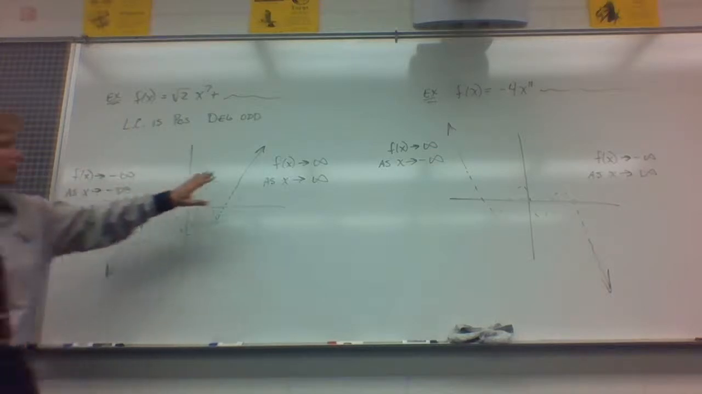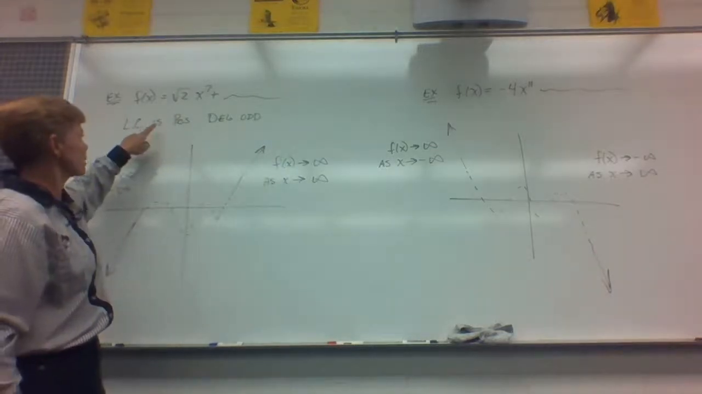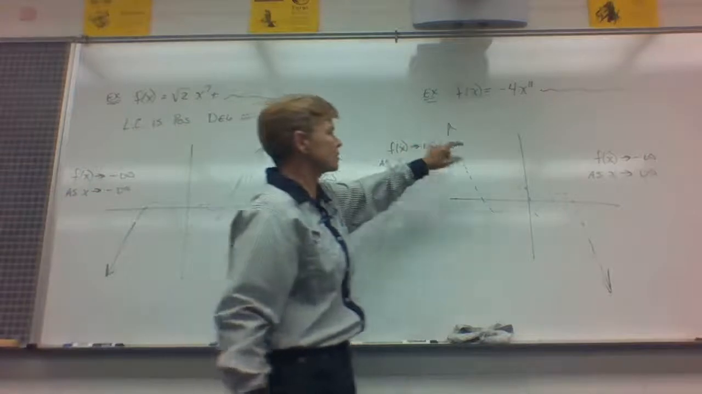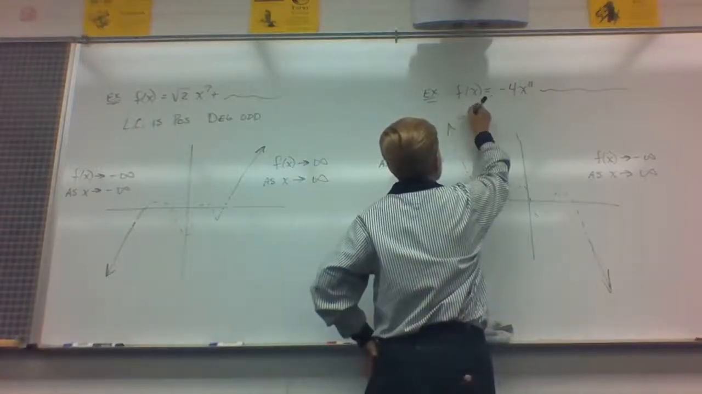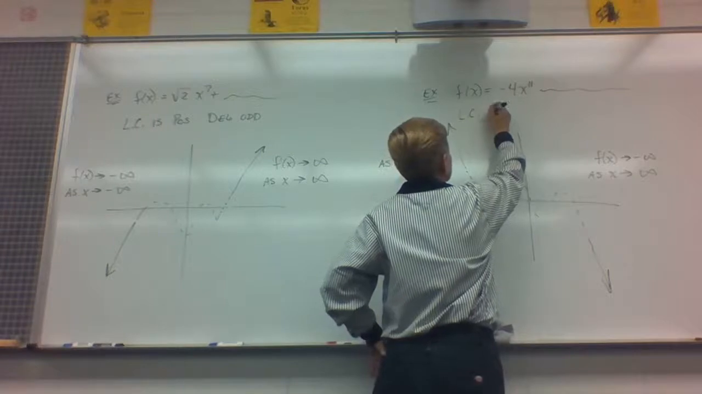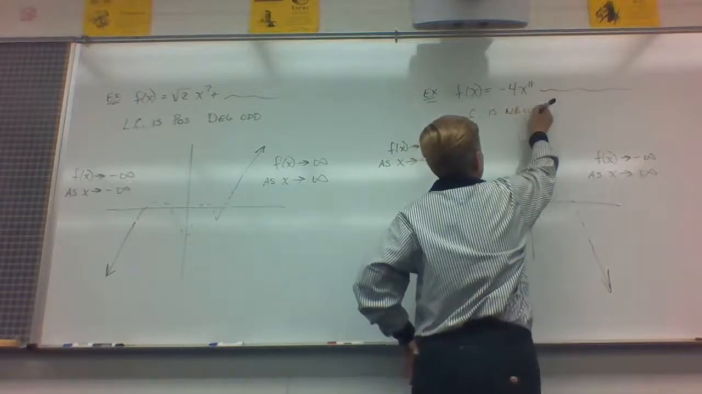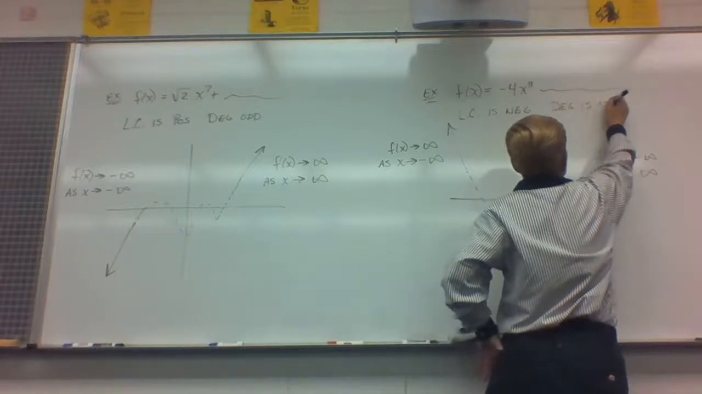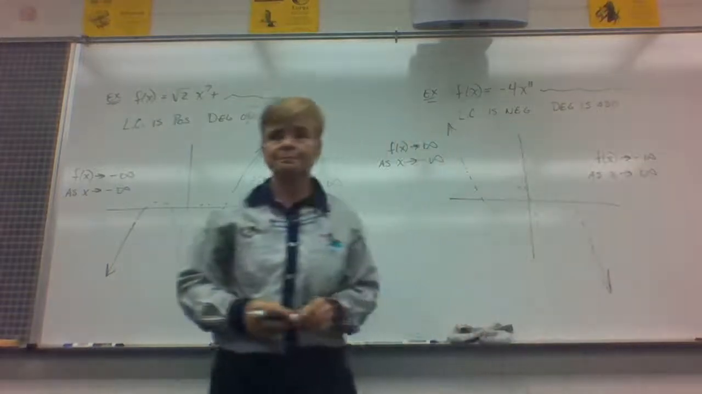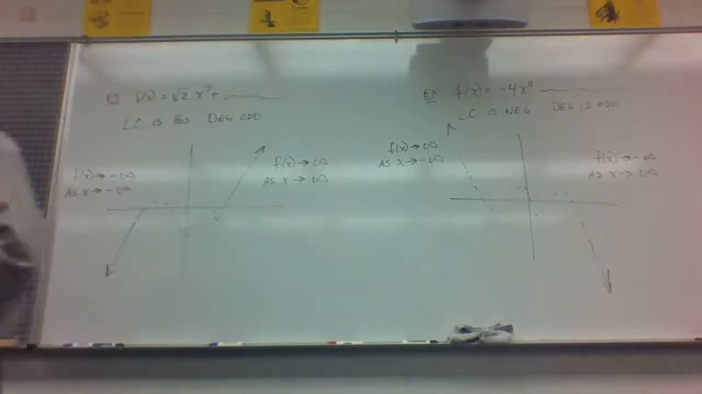These have the same sign when it's even. When it's positive, they have opposite signs in the description when it's odd. I didn't write that down. Leading coefficient is negative, and the degree is odd. Okay? You're going to have to be able to look at any polynomial, find its leading term, and decide what the end behavior will be.